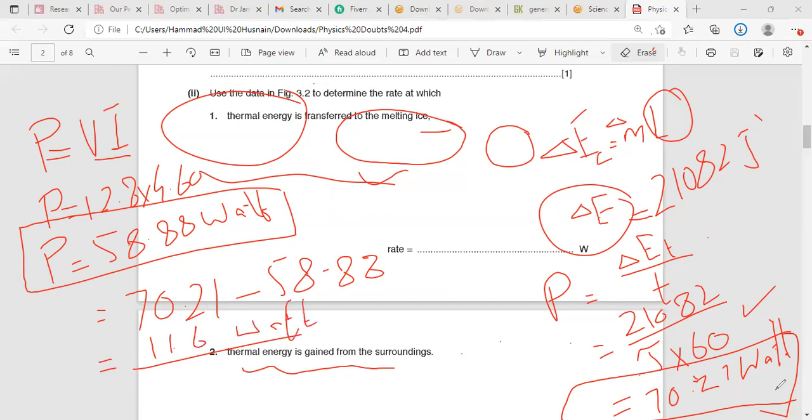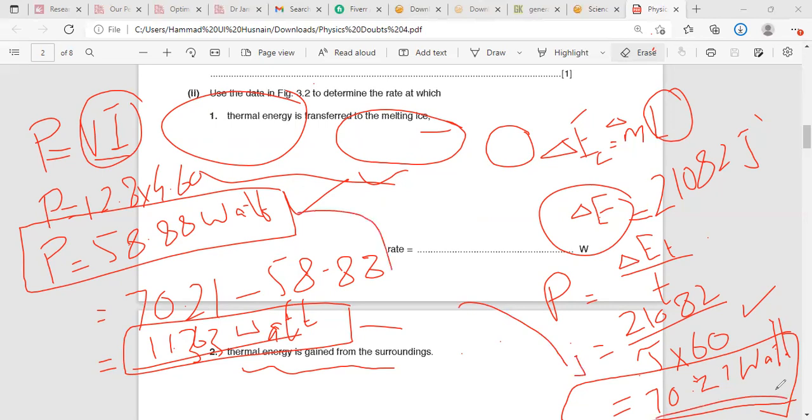So 70.21 minus 58.88. Yes, it will be 11.33. All right, 11.33. So this much power is delivered by the surroundings, and this much power is delivered by the heater, which is using this current and potential difference. And so the total thermal energy being transferred to the system is this much, right? If we sum these two, we will get this answer. So this is how we can find it out.